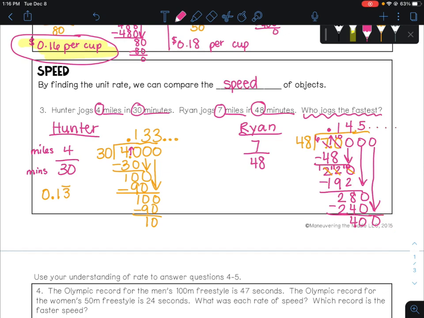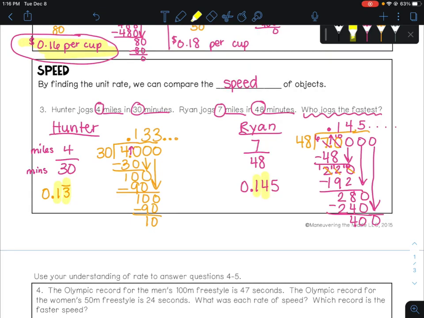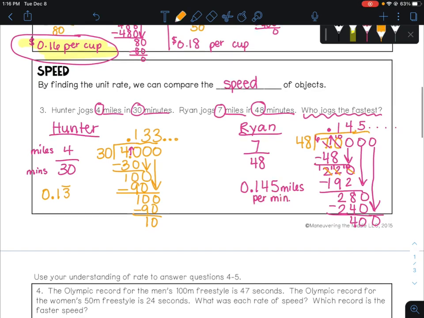But it doesn't really matter, because when I look at Hunter and I look at Ryan's answer, it seems like I can compare these, because if you look at the first digit, they're both a 1, but then the second one for Hunter is a 3, and the second one for Ryan is a 4. So that means that Ryan, who is running 0.145 miles per minute, is going slightly faster than Hunter, who's running 0.13 miles per minute. So in this case, you want faster, so you want more miles per minute. So when we compare them, we need the higher number. So Ryan is slightly faster.